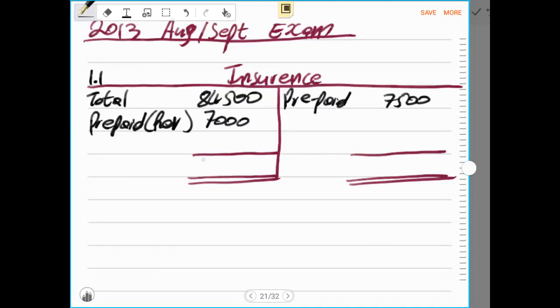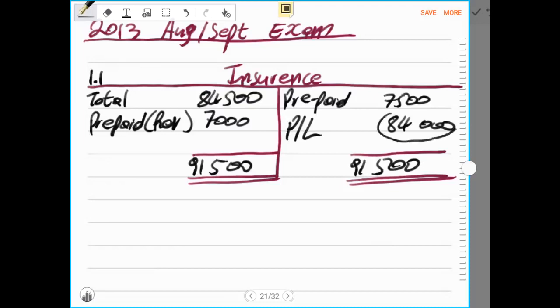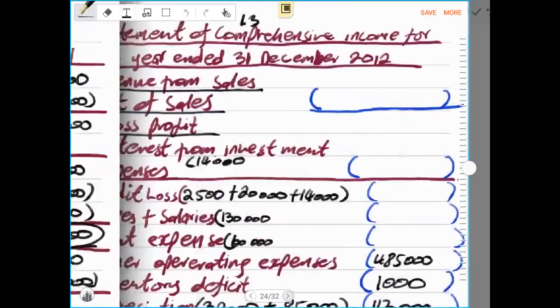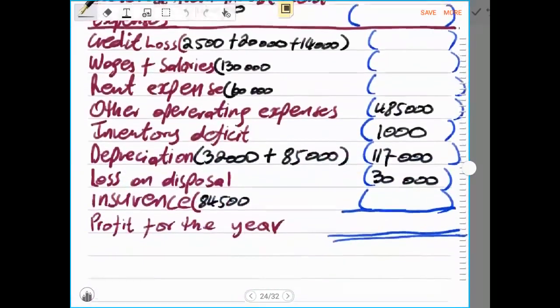So now the total of the debit side is 91,500 and 91,500, and the difference will be 84,000 rands, and the difference is the one that goes to profit and loss. So now this will be the total in the income statement. So now in our income statement, it means we have to record another insurance.